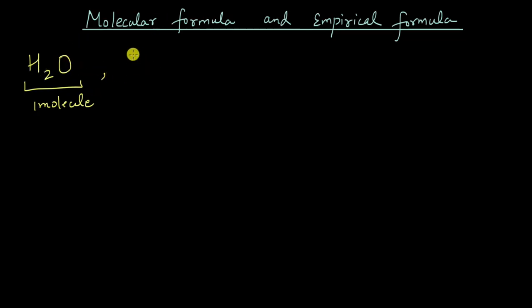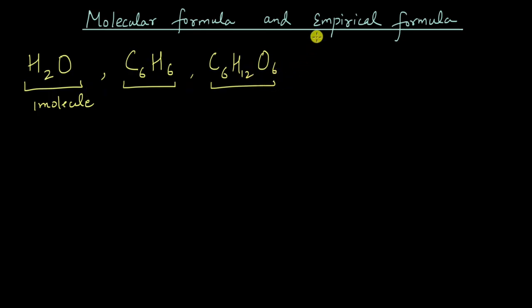Similarly, for benzene, the molecular formula will be C6H6. This is telling me how many atoms of carbon and how many atoms of hydrogen exactly are there in one molecule of benzene. For glucose, it will be C6H12O6. These are all molecular formulas. They tell me the exact number of atoms.